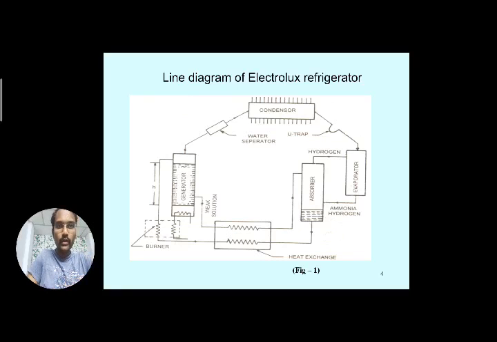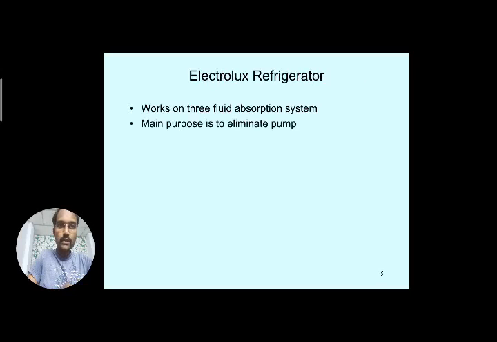So hope you have taken the line diagram of the Electrolux refrigerator, just how the connection, how the pipelining system is there, and which components are connected, you can see clearly in the line diagram. Next, let's look at a few points regarding this system. It works on a three fluid absorption system. You just note down the point. What are the three fluids? One is ammonia, refrigerant, water as absorbent, and hydrogen as inert gas.